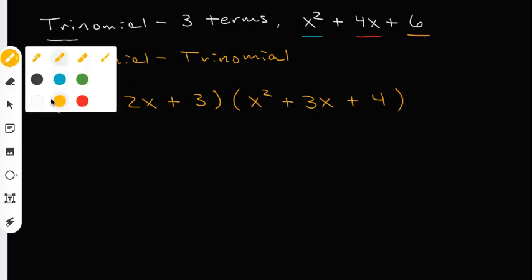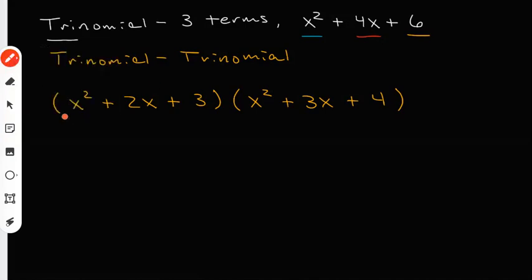The first thing I'm going to do is underline the first term in red. And what I'm going to do with this first term is multiply it by everything in the next trinomial. So I'm going to draw an arrow from the x squared to the x squared and multiply those together. What's x squared times x squared? That's going to give you x to the fourth power.